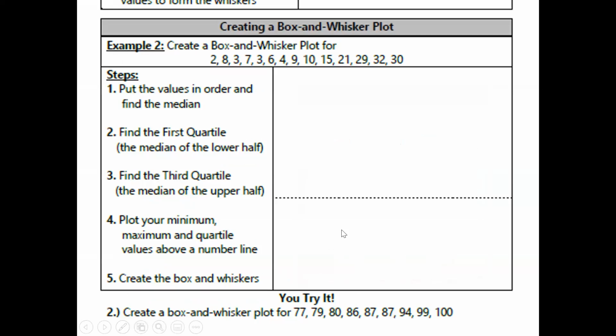So let's go ahead and create a box and whisker plot in this situation. We're going to put these numbers in order from smallest to biggest. The smallest number I have is 2, 3, 3, 4, 6, 7, 8, 9, 10, 15, 21, 29, 30, and 32.